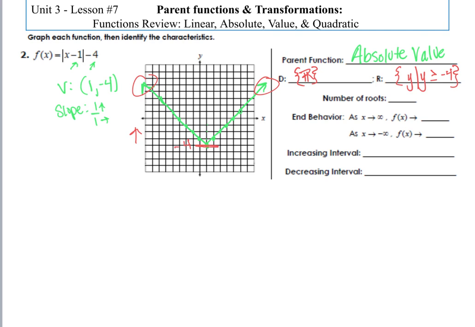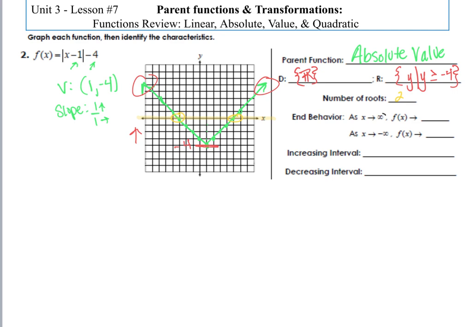Okay, number of roots. How many times are we crossing the x-axis? So my x-axis, again, it's here. So notice we cross the x-axis. This absolute value function in particular crosses twice. It at most can cross twice, and this does. So we have 2 roots. Again, a root means how many times we cross the x-axis. Now, end behavior. Again, this is kind of new.